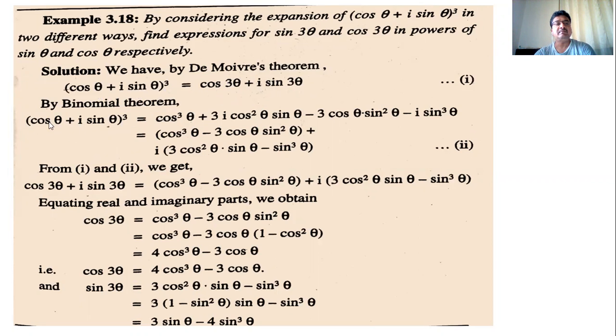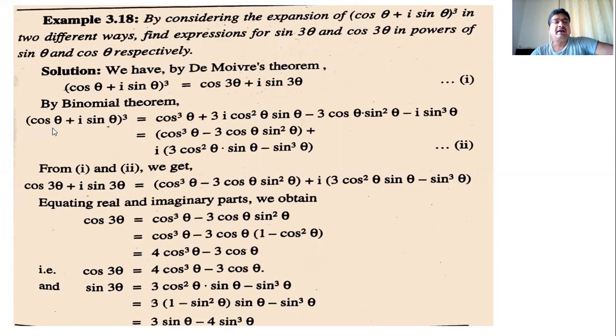So what is the binomial theorem? Suppose this is x, this is y, then (x plus y) cube is x cube plus 3xy square plus 3x square y plus y cube. So this is the expansion of (x plus y) cube. We have the four terms, and this is by using the binomial theorem.